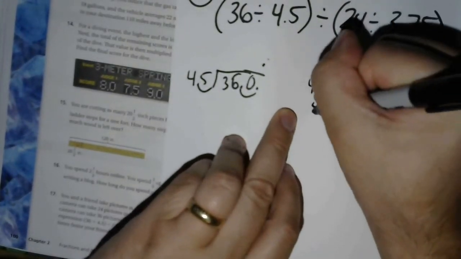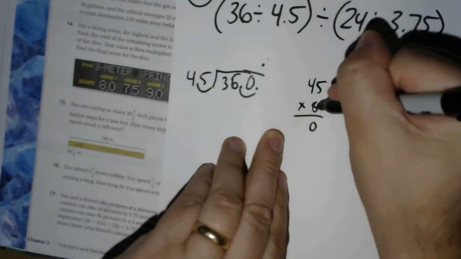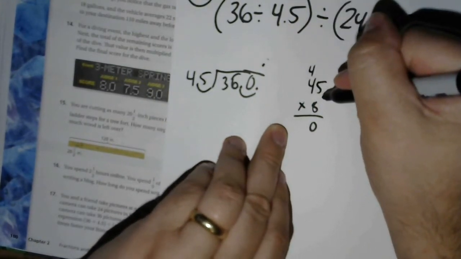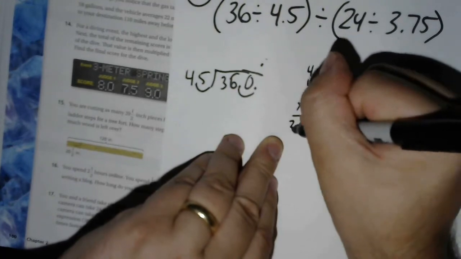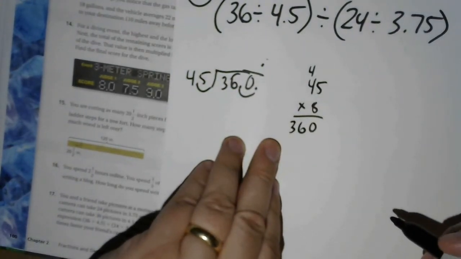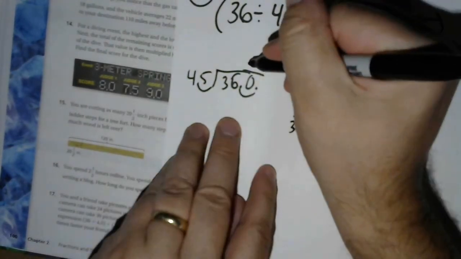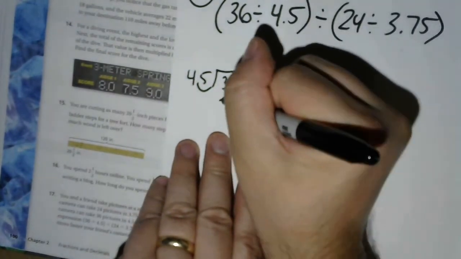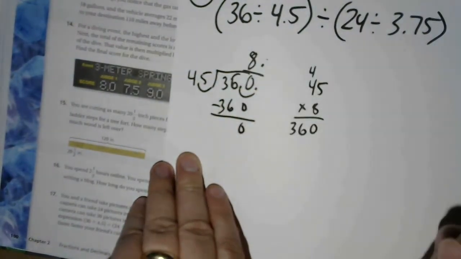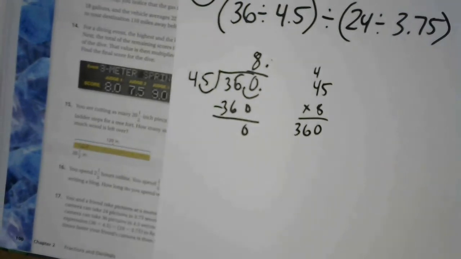So I have 45 times 8. 5 times 8 is 40. 8 times 4 is 32, plus 4 is 36. I was right on the money. What a great guess. I'm such a good guesser. That's 8. That's 360. I'm left with a remainder of 0. Fantastic. Let's take a look at the next one.